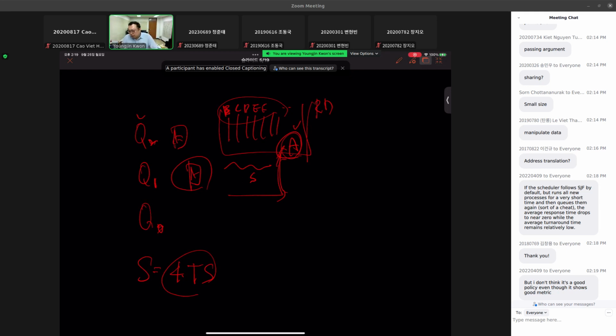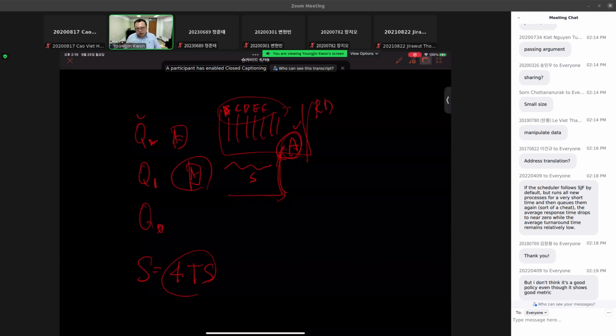So when you run all new processes for a very short time intentionally and then queue them again, the average response time drops to near zero, and average turnaround time remains relatively low. Yes, that's not a good policy. But is there any incentive for an abuser with that kind of behavior? What is the benefit to the abuser?